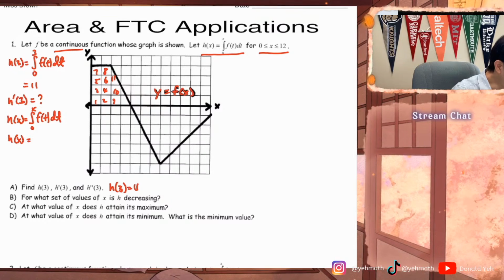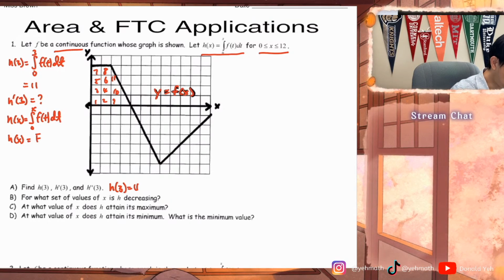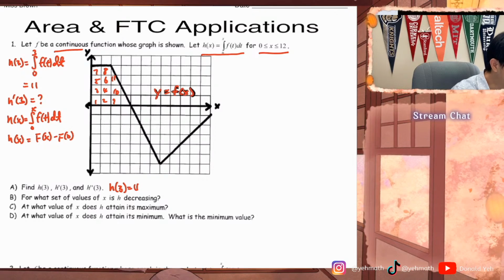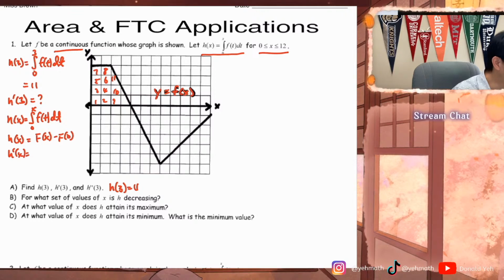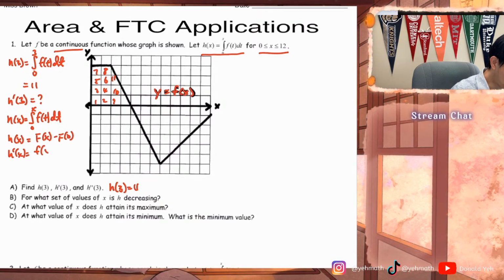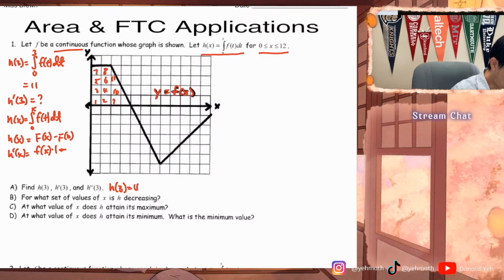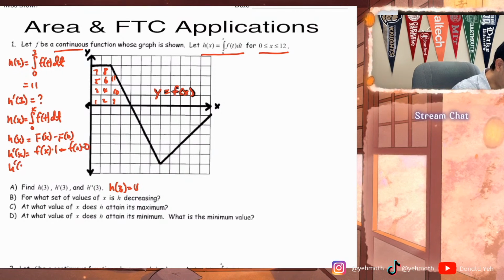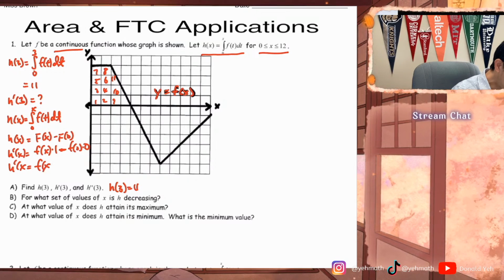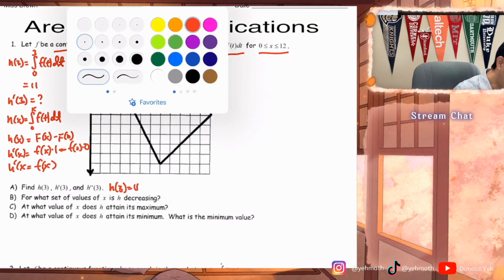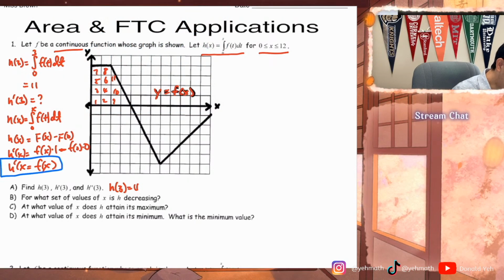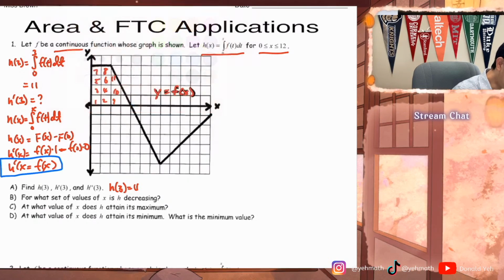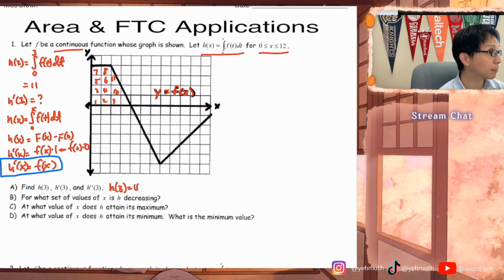So h of x, if I do the integration of this, I get big F of x. Does that make sense? And if I take a derivative of it, that means I differentiate both sides. Where's the fundamental theorem of calculus? Minus f of 0 times 0. So that's h prime of x equals f of x. Now this, you have to write down for the AP exam. This is going to give you 1 point without doing anything else, just by understanding that.